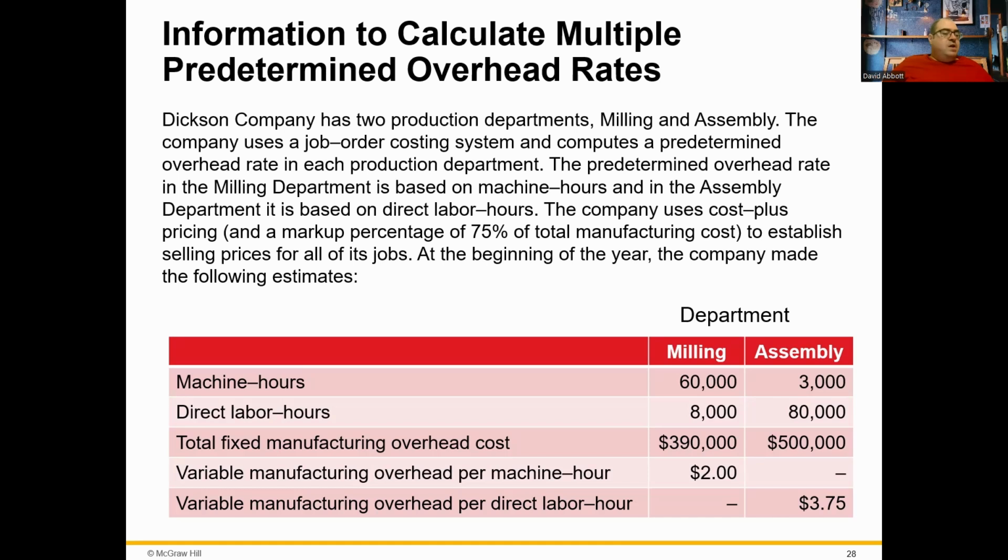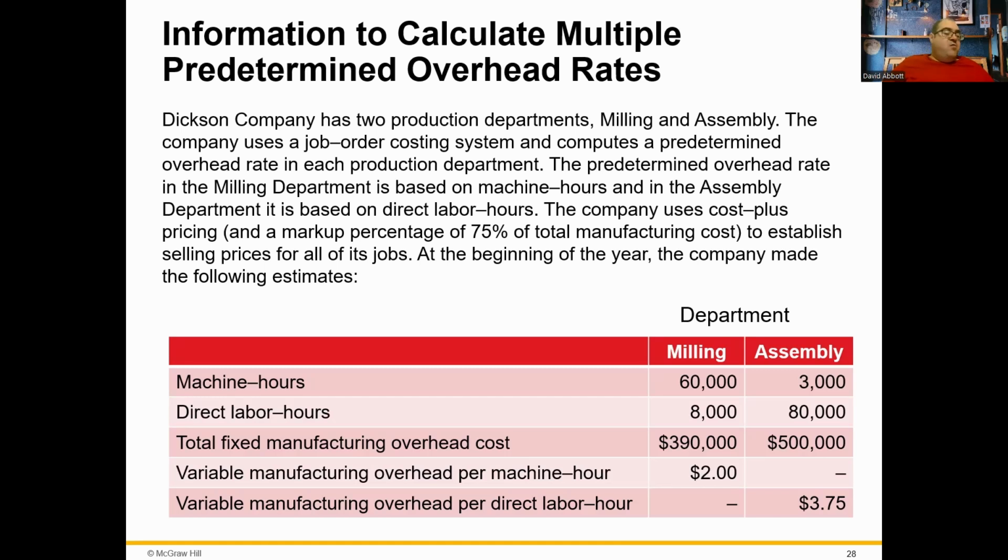So, job order costing using multiple predetermined overhead rates. A cost system with multiple predetermined overhead rates uses more than one overhead rate to apply overhead to jobs. For example, assume Dixon Company uses a job order costing system and computes a predetermined overhead rate for each production department. The company uses cost-plus pricing to establish selling prices for all of their products.